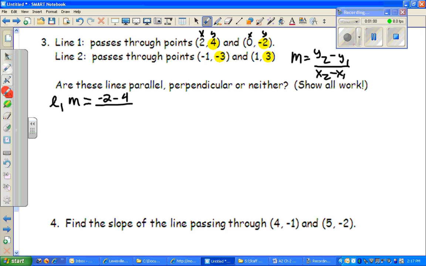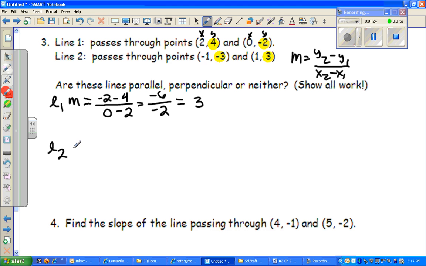So for line 1, the slope is going to be y2 is -2 minus y1 is 4, over x2 is 0 minus x1 is 2. And combine on the top, -2 minus 4 is -6. 0 minus 2 is -2. -6 divided by -2 is +3. So the slope of line 1 is 3.